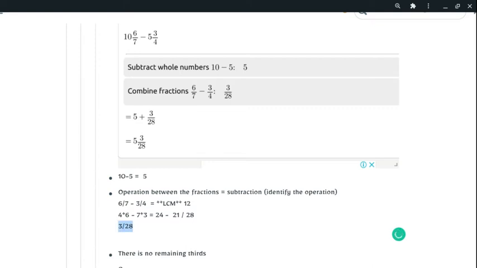So in summary, we're going to now add back the operation, which is the 5, and we say 5 and 3 divided by 28.